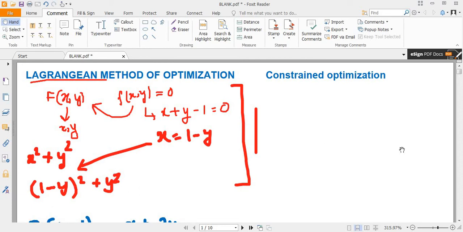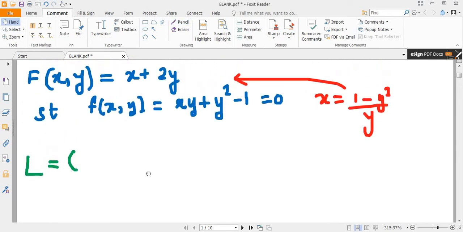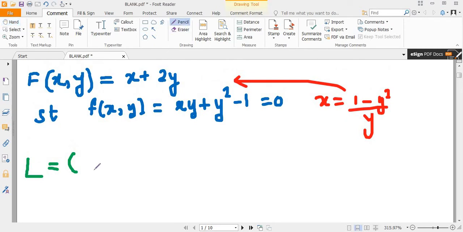The Lagrangian is a similar concept in the sense that it uses a new objective function, but this is not as direct as we do in this procedure. So how do we convert the constraint into our new Lagrangian? Essentially, we first write the original objective function. Our original objective function is x plus 2y. So let me just write down x plus 2y. This was our original objective function.